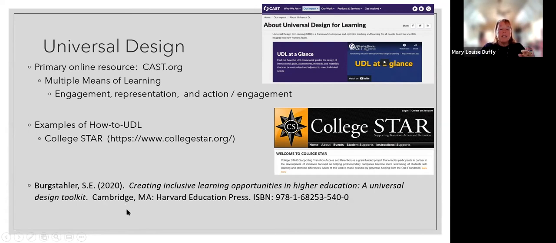And this is the book that I was trying to show you before, ineffectively, the Burke-Stoller Creating Inclusive Opportunities in Higher Education. There's the ISBN number, and you can pick it up at your favorite Amazon bookstore. Let me go to the next slide. Oh, I'm going to go back to that slide.